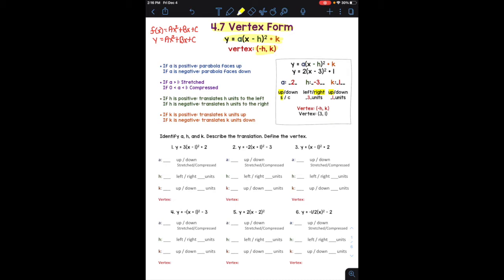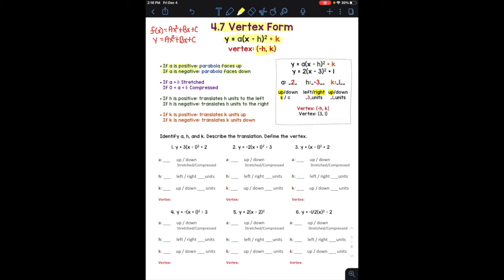The a, h, and k in our vertex form tell us the translations of how the parabola will move around the coordinate plane. The a value out front of the parentheses tells us whether the parabola will face up or down. If a is positive, it will face up, and if a is negative, it will face down. We knew that from the previous lesson when we were graphing using a table of values.